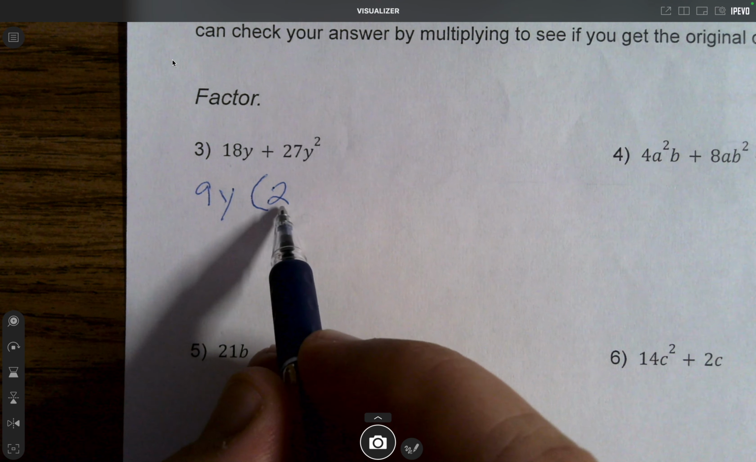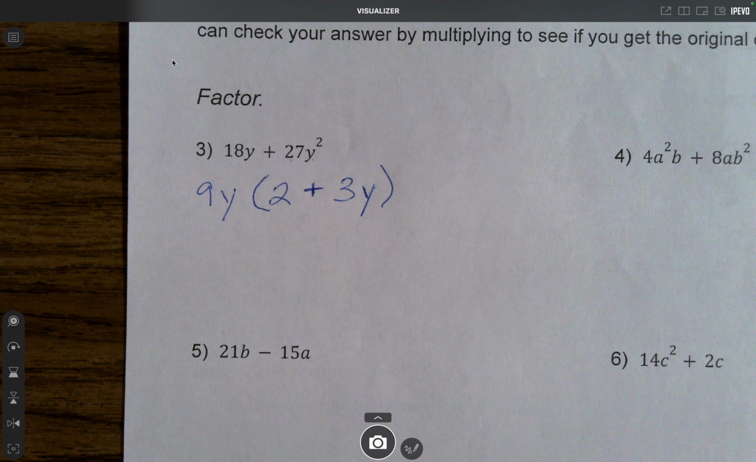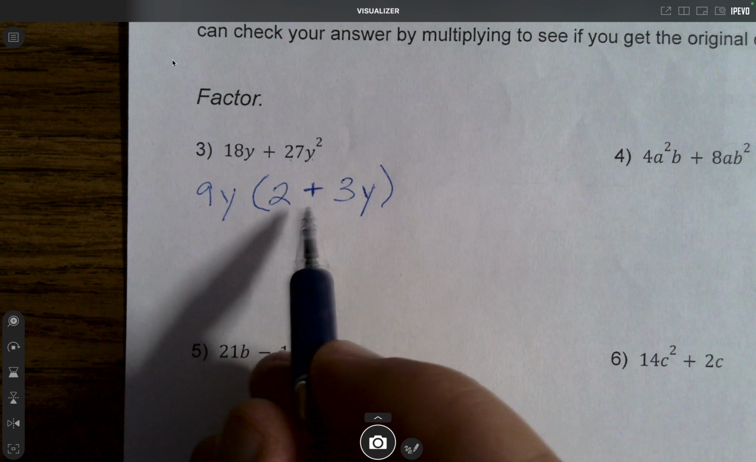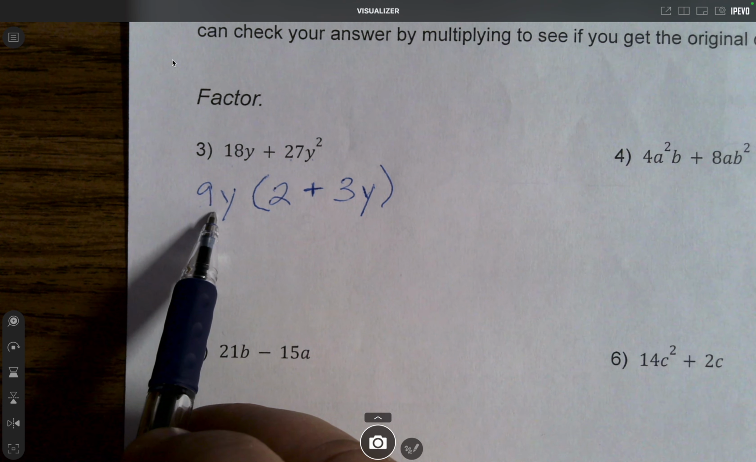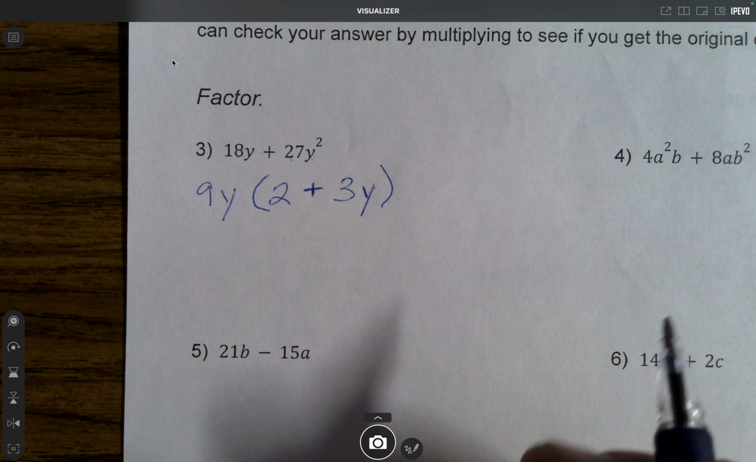For this one, I do 27 divided by 9, which is 3. And we took one of the y's away, but that would still leave one left over, giving you just y to the first. So this is the answer. This is the factored form of this. This has 2 factors, 9y and 2 plus 3y.